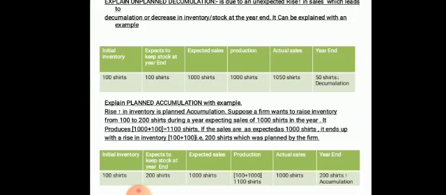Then actual sales are as per the plan, that is 1000 shirts. So at the year end there is what? 200 shirts, that is the previous year's stock and 100 more which it has produced, expecting to keep the stock at the year end, that is 200 shirts. There is accumulation in the stock, and that accumulation is planned accumulation. It is as per the plan of the firm. I hope you are understanding it, students.